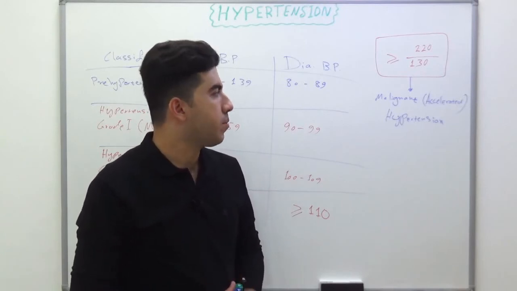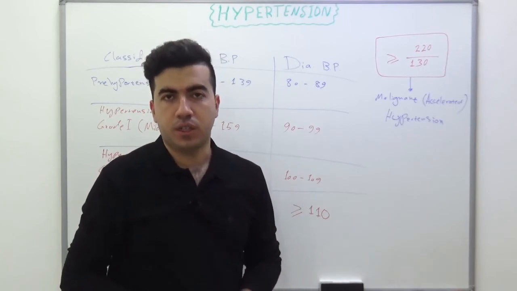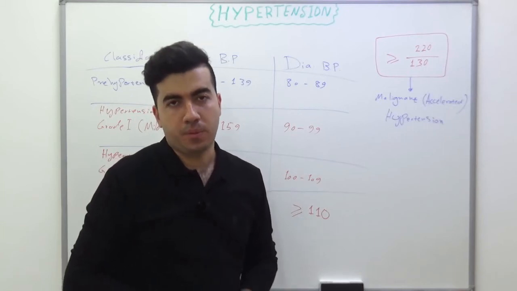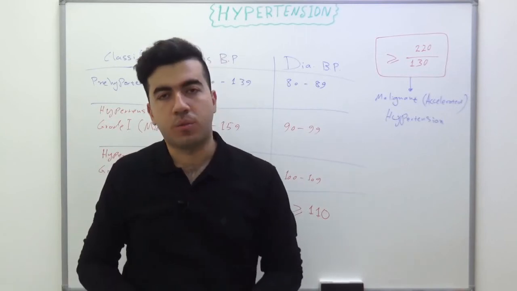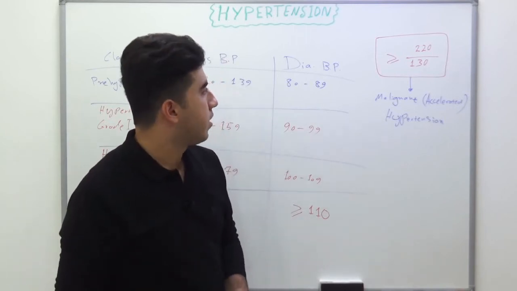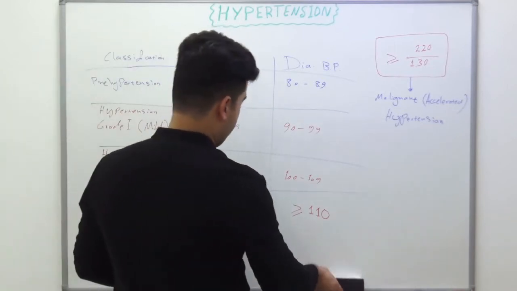This patient almost always has hypertensive retinopathy or hypertensive nephropathy, because this hypertension behaves like a malignancy. That's why it's called malignant hypertension. This is a very severe form of hypertension that should be reduced and treated promptly. This is the classification for hypertension.